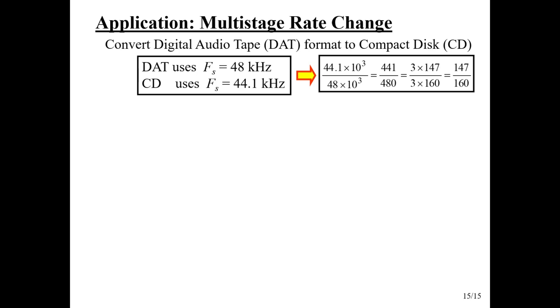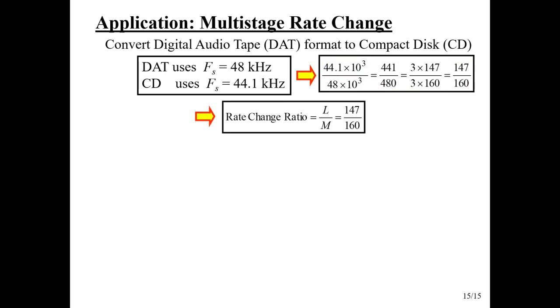Okay, so let's look at this. Let's look at the ratio of these. So we take 44,100 divided by 48,000, cancel off some zeros. There's our rational rate change. But let's look for some common factors. There's a common factor of 3 between those, and so we end up with 147 over 160. And I don't think that can be further factored into two smaller integers to form that rational relationship.